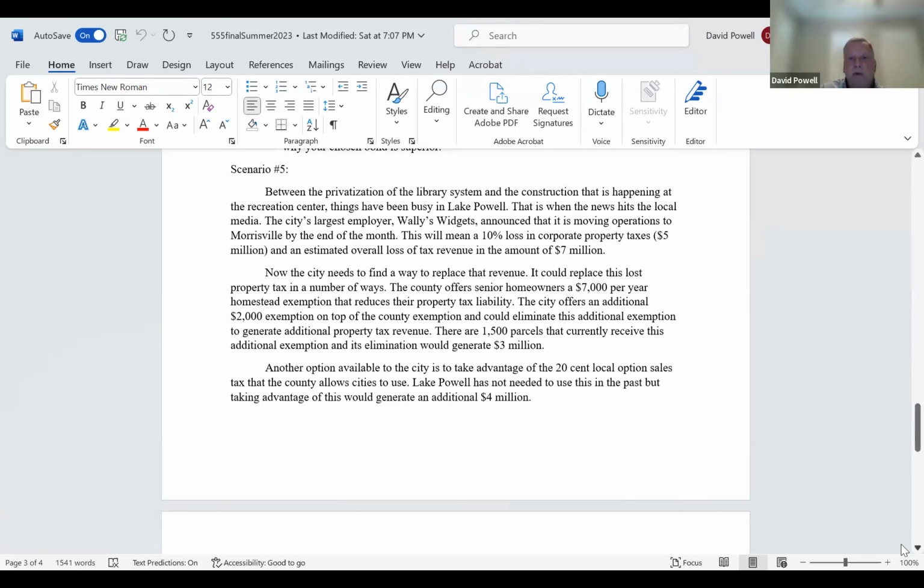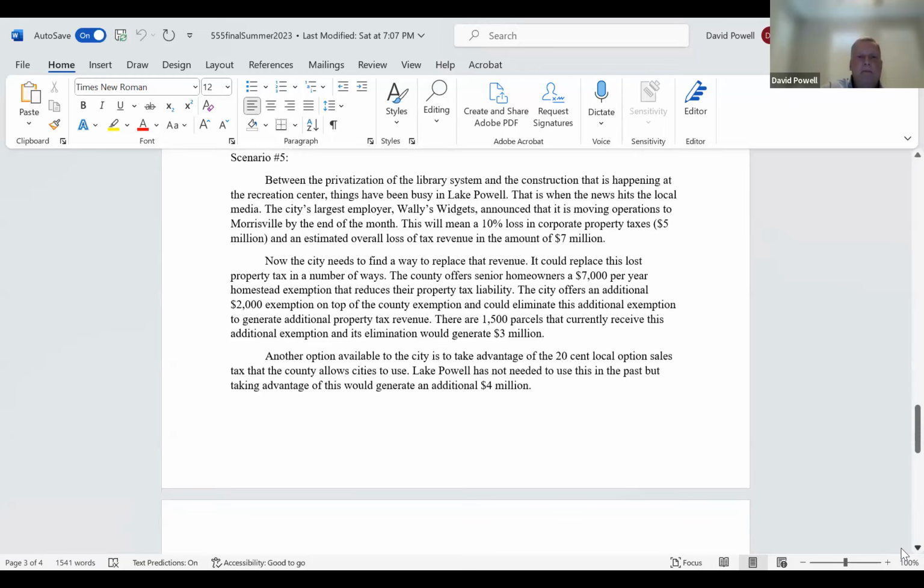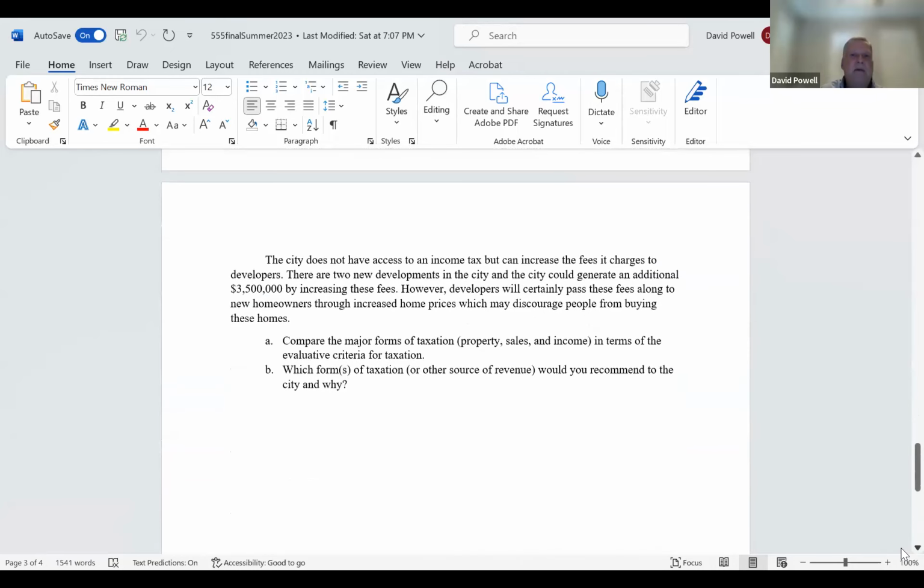Another option available to the city is to take advantage of the 20-cent local options sales tax that the county allows cities to use. Lake Powell has not needed to use this in the past, but taking advantage of this would generate an additional $4 million. The city does not have access to an income tax, but can increase the fees it charges to developers. There are 2 new developments in the city, and the city would generate an additional $3.5 million by increasing these fees. However, developers will certainly pass these fees along to the new homeowners through increased home prices, which may discourage people from buying these homes.